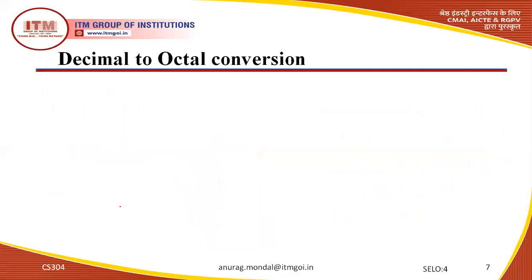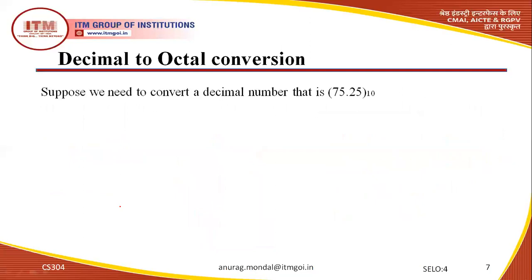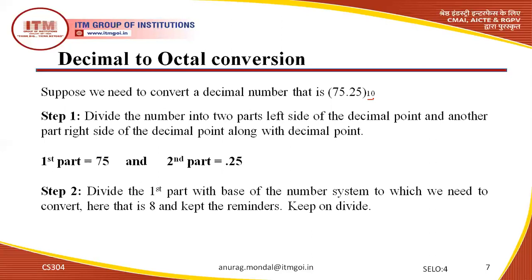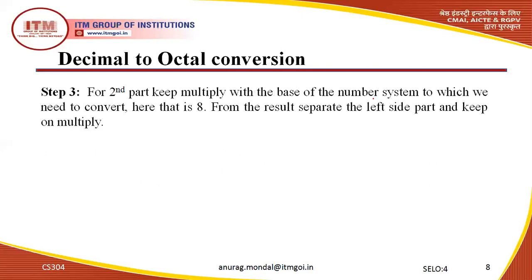Next, decimal to octal. We have the decimal number with base 10. Next, first step, again the same thing. We have to divide this. First part, left hand side of the decimal point. Second part, right hand side of the decimal point along with the decimal point. Now, again step 2, that is we have to divide part number 1 and keep on dividing.